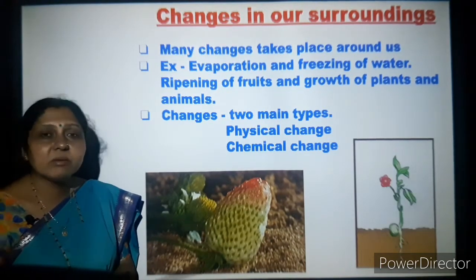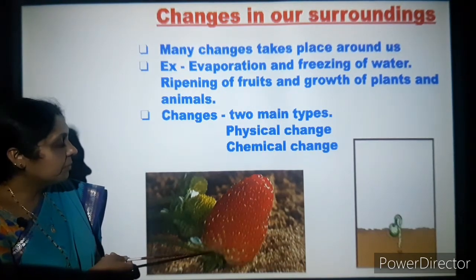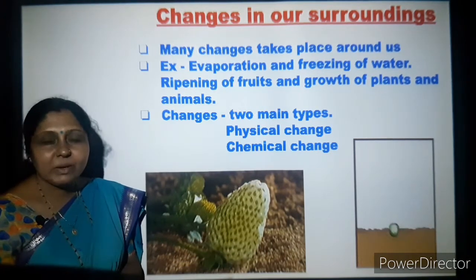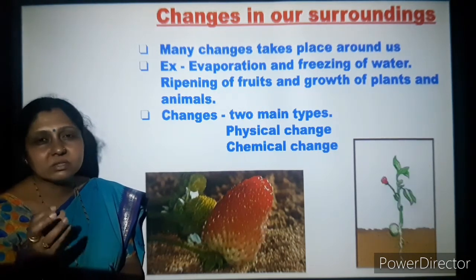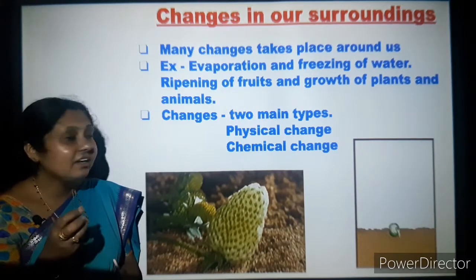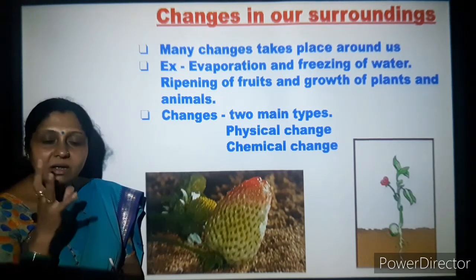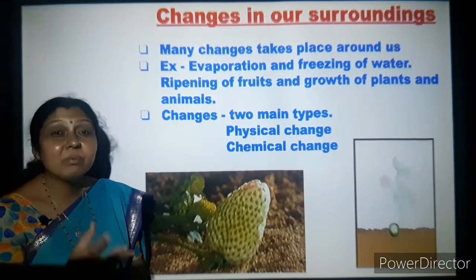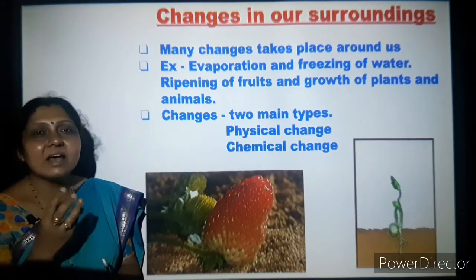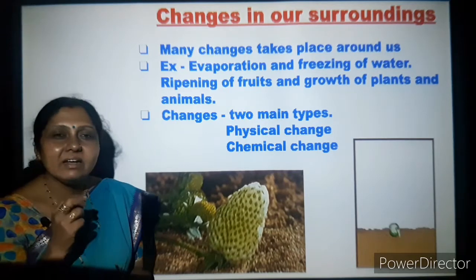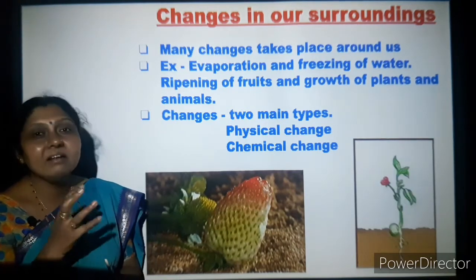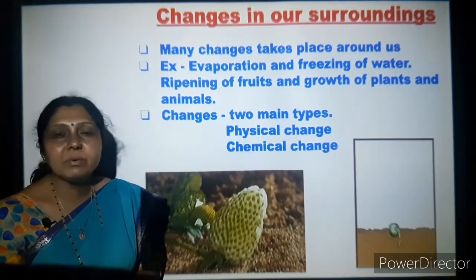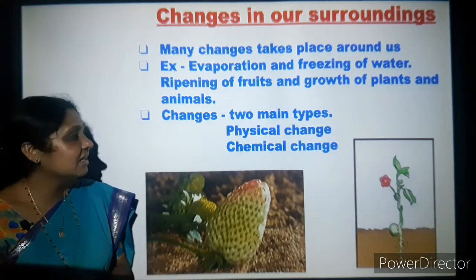Freezing of water, evaporation of water, now ripening of the fruit. When there is a fruit on a tree, you might have also seen that those fruits ripen even on the plant itself, or once they are at the level of getting ripened, we can remove them and keep them, and they get ripened. So, all these are the changes in the environment.